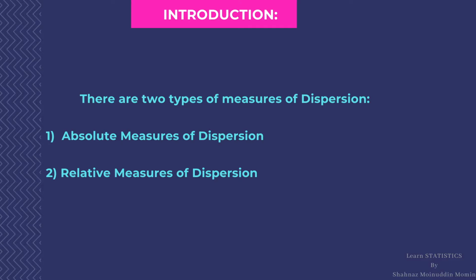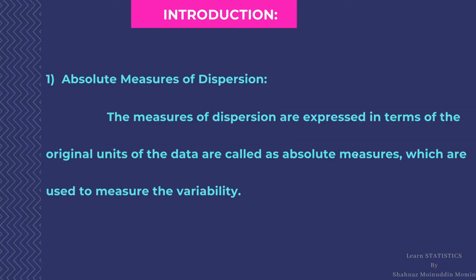There are two types of measures of dispersion. The first one is absolute measure of dispersion, in which the dispersion is given in its original values, and the second one is relative measure of dispersion. Now we shall see the absolute measure of dispersion. The measure of dispersion expressed in terms of original units of the data are called as absolute measure. In this measure, dispersion is given in the original units of measurement, which is used to measure the variability of the data.